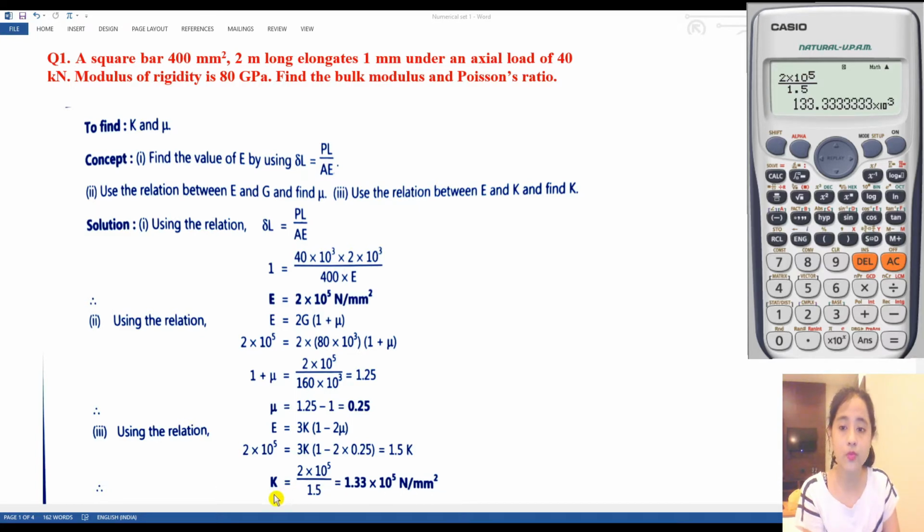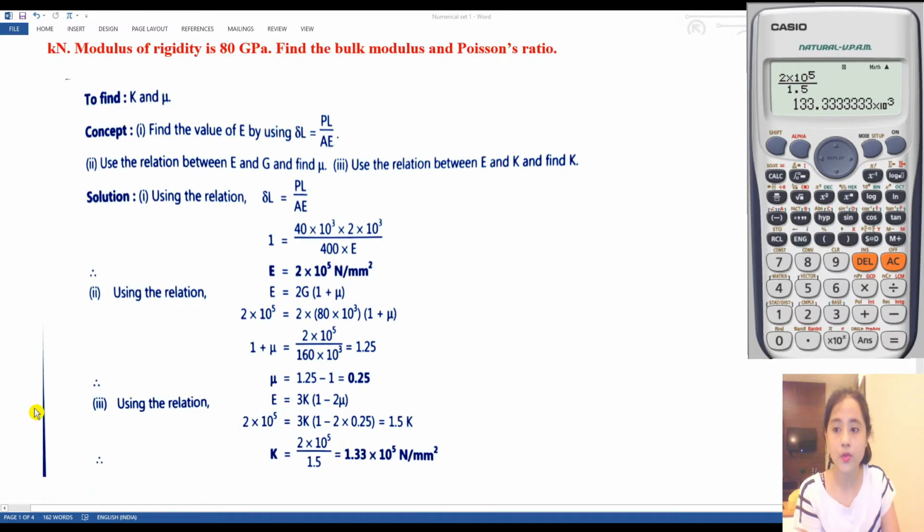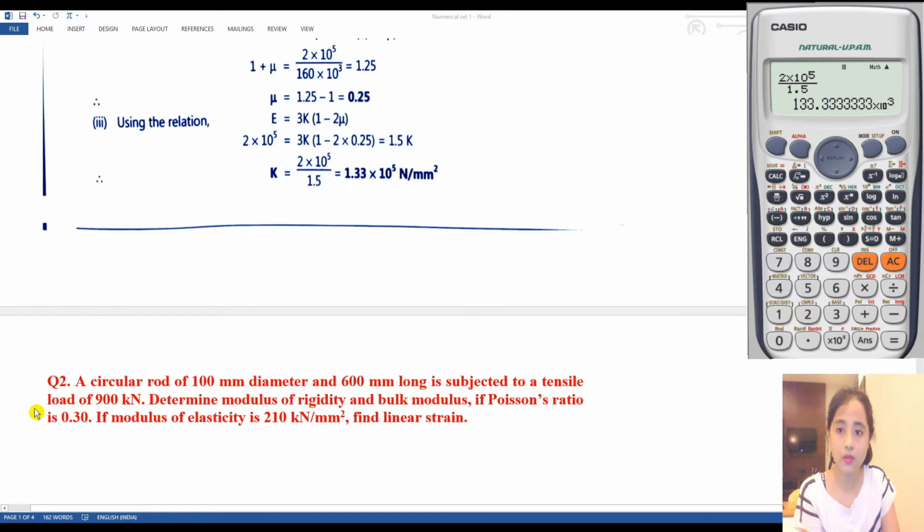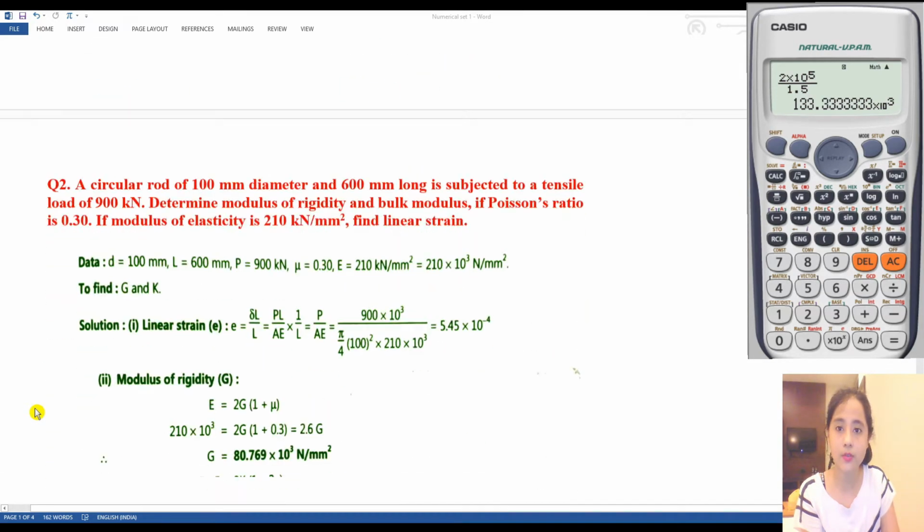So we have found the value of K and we have found the value of mu. We are asked to find bulk modulus K and Poisson's ratio mu. So we have found mu is equal to 0.25 and bulk modulus K is equal to 1.33 into 10 raised to power 5 Newton per mm square. So I hope this numerical is clear. Let us solve the second numerical.